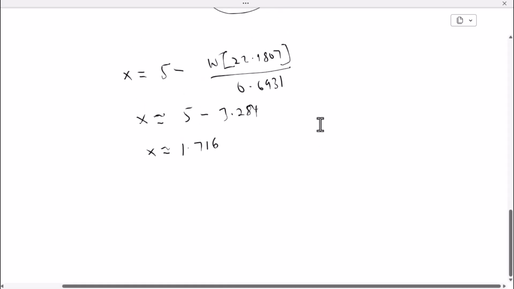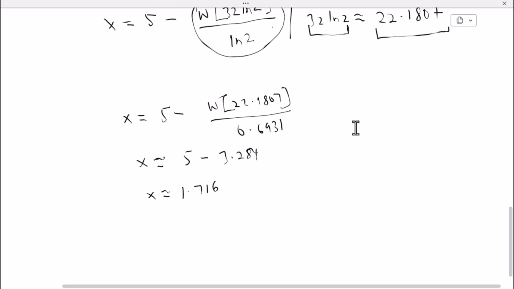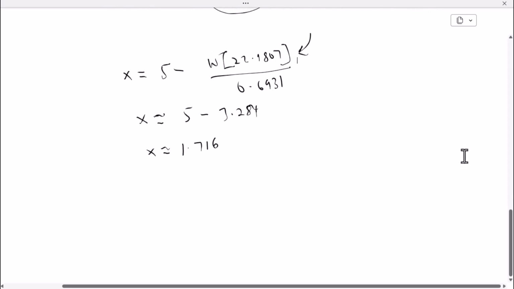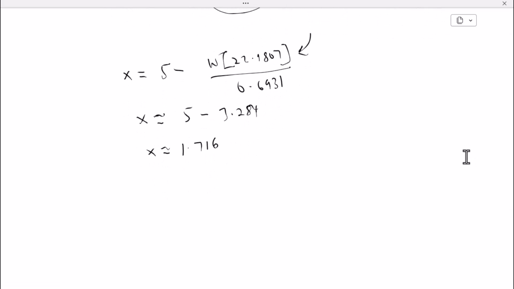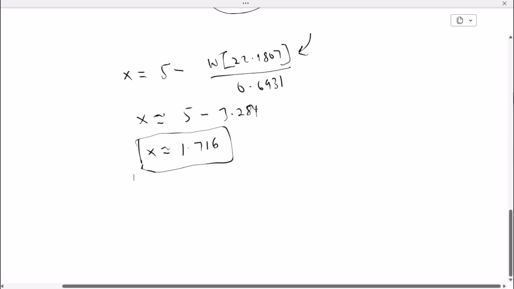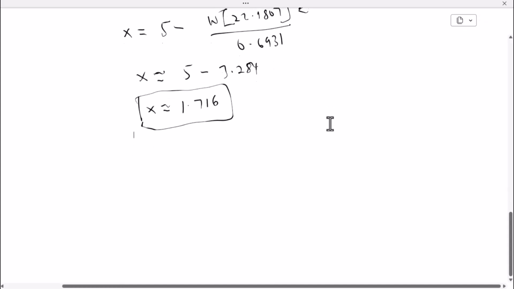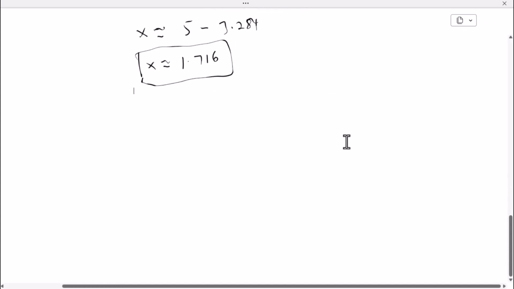Now, mind you, the Lambert W function of this expression over here is a constant, so you can compute that using the calculator or using numerical methods. Now we found our x to be approximately equal to 1.716. Now let's go ahead and test the value if it is correct.